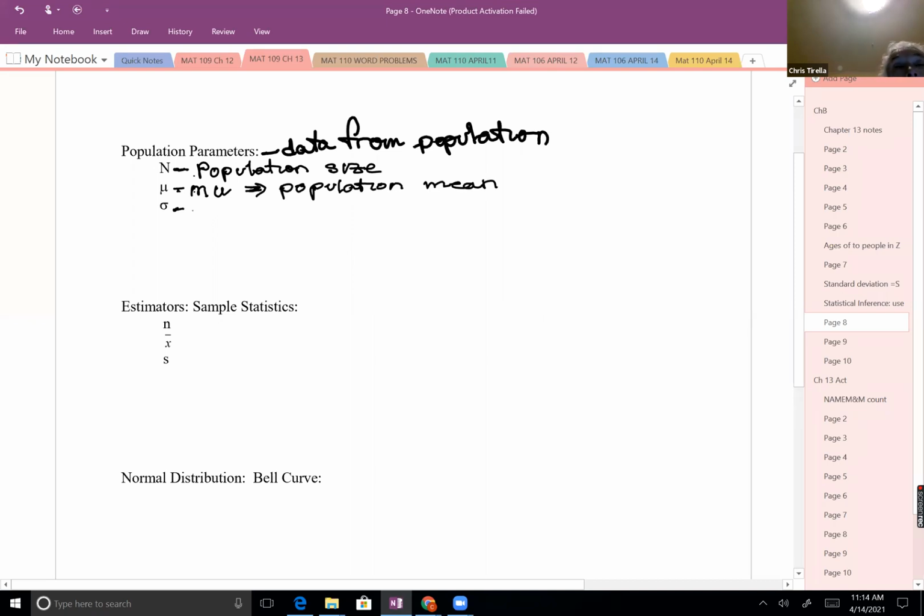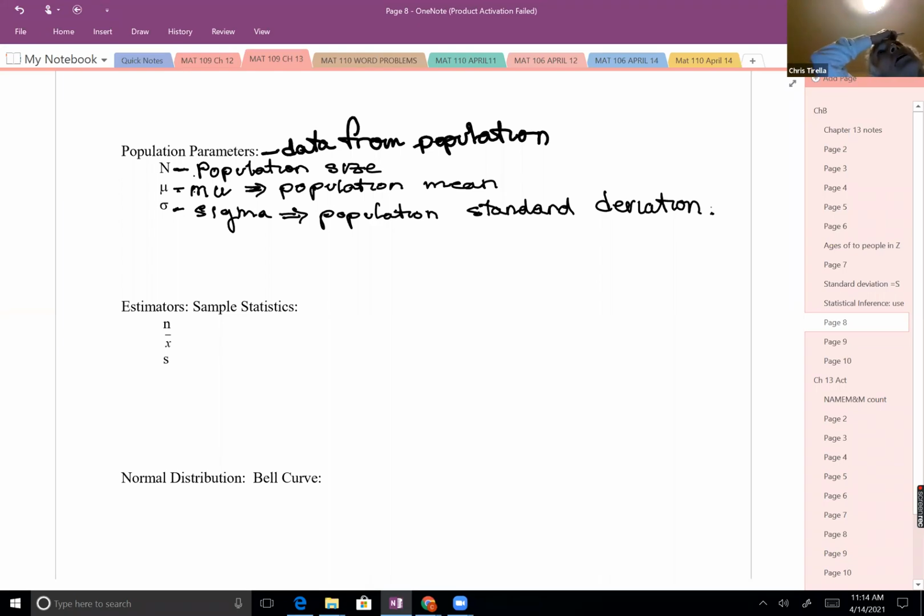And this is a lowercase sigma. We had used the uppercase sigma to mean total. A lowercase sigma is the symbol that's used for the population standard deviation. And again, most frequently, you don't have necessarily all of the data for the population.